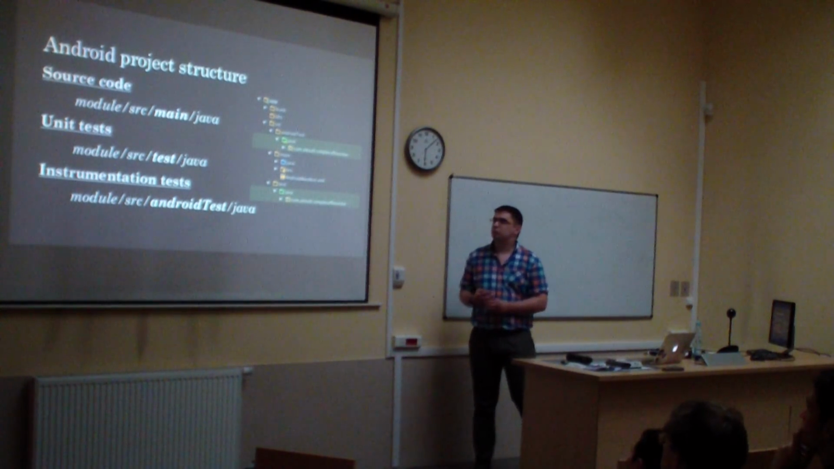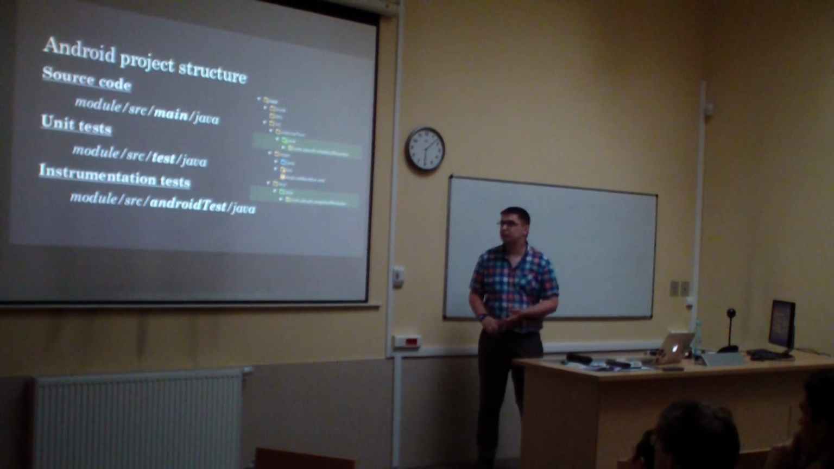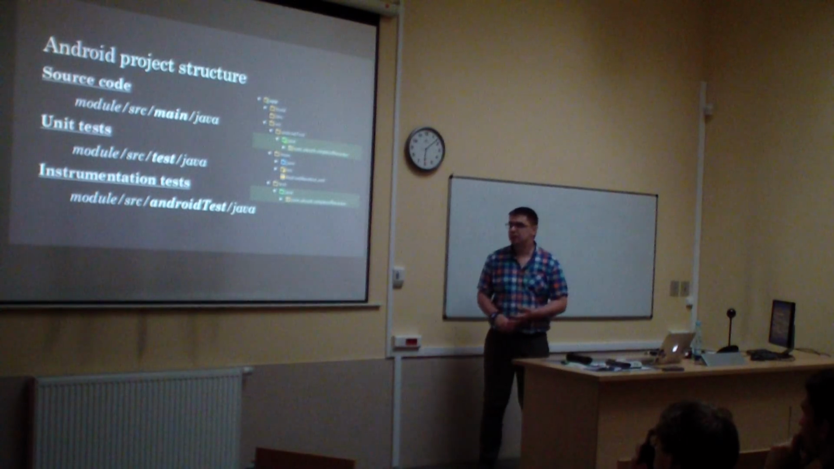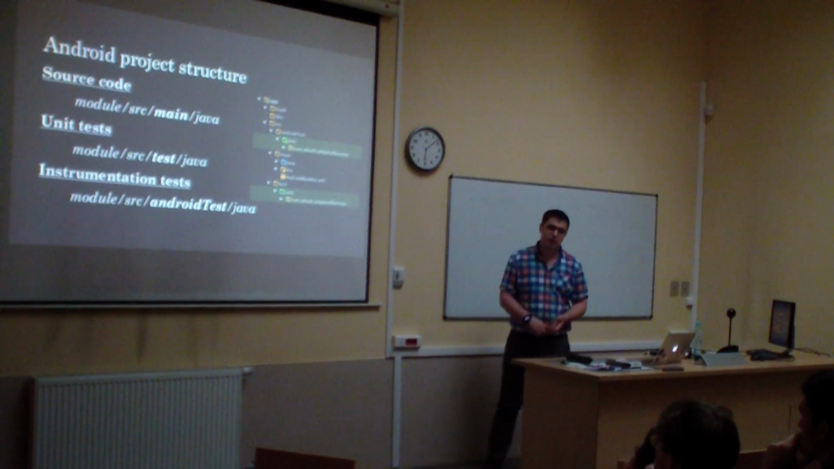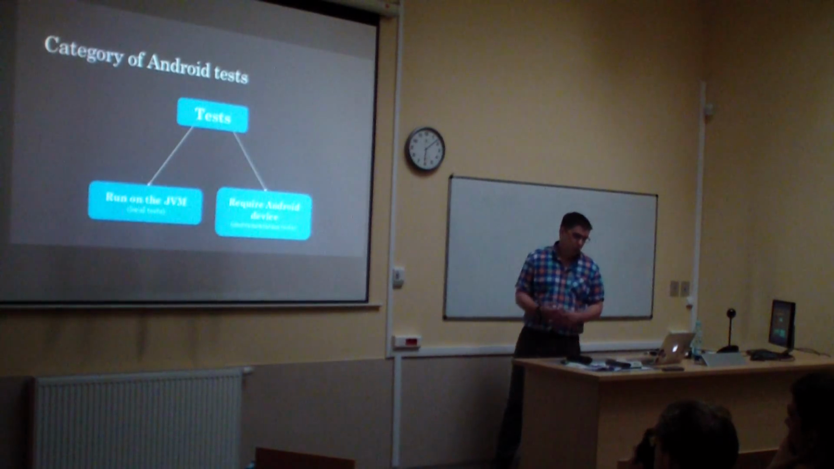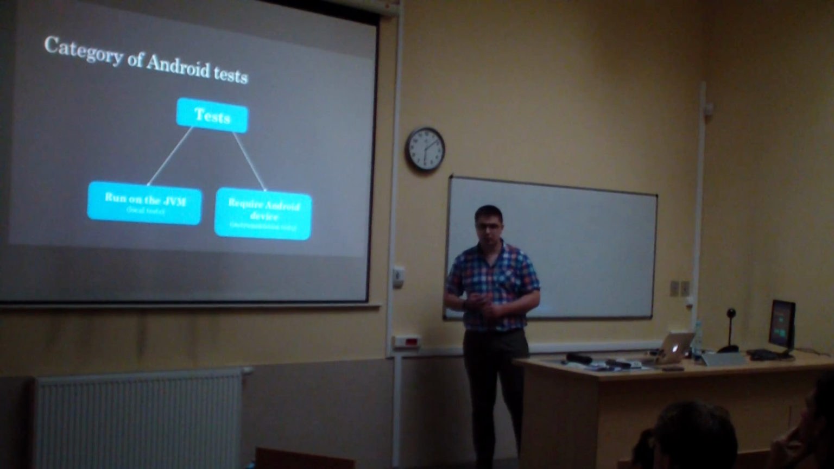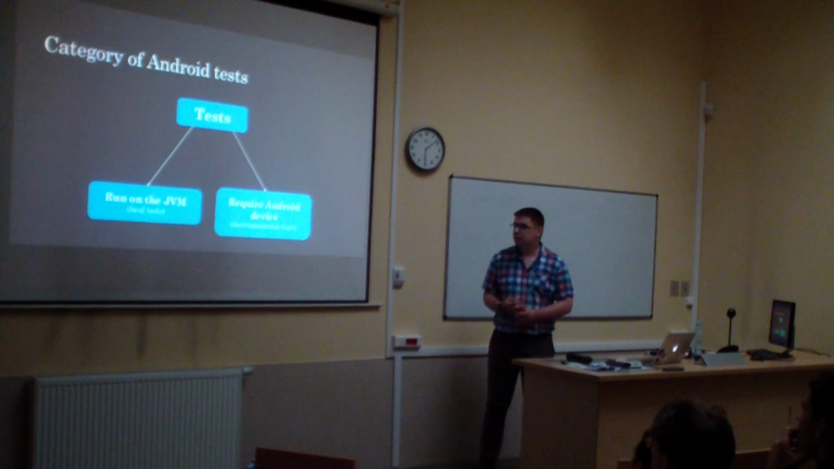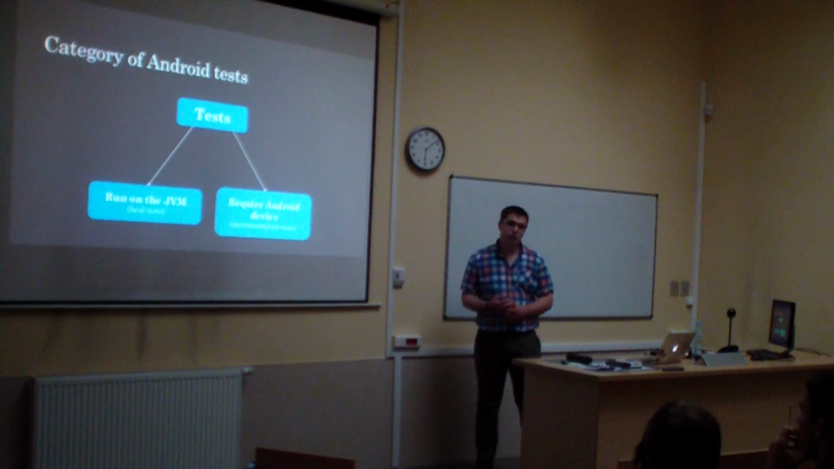First thing is the base structure of an Android project. The base folder is src, and after it we have three additional folders: main, test, and androidTest. Main is the folder for source code, test is for unit tests, and androidTest is for instrumentation tests. We have different categories of Android tests: local tests and instrumentation tests. Local tests mean that all your tests run on the local JVM. Instrumentation tests require an Android device or emulator.